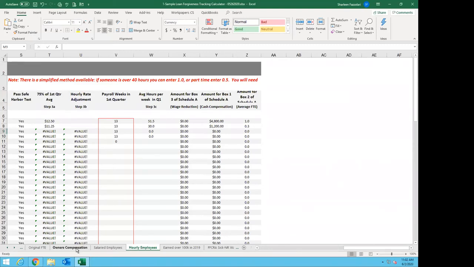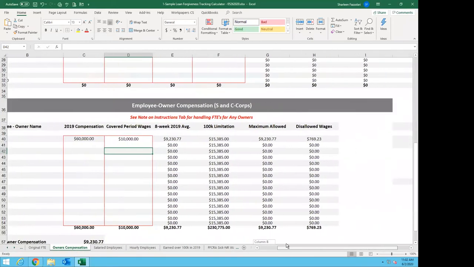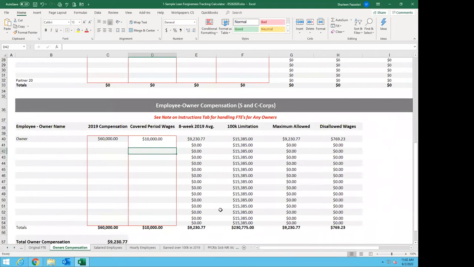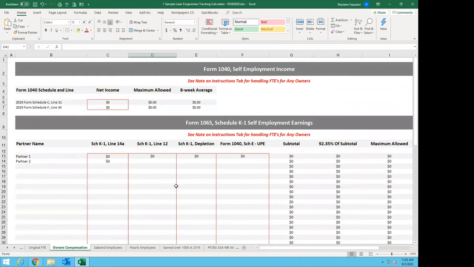So then the last tab I'm going to go to is the owner's compensation tab. And if you notice on here, on the owner's compensation tab, there are no columns for FTEs. With the application coming out, that was something that was new, that owners do not count in the full-time equivalent calculation. So I'm going to start at the top here.